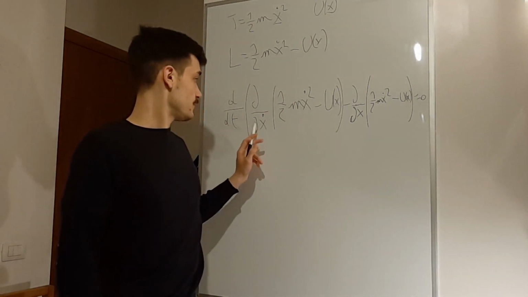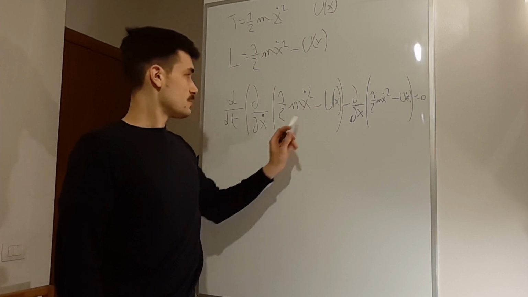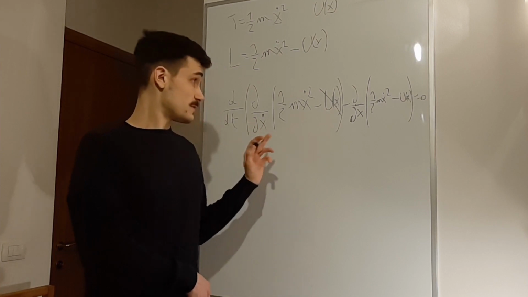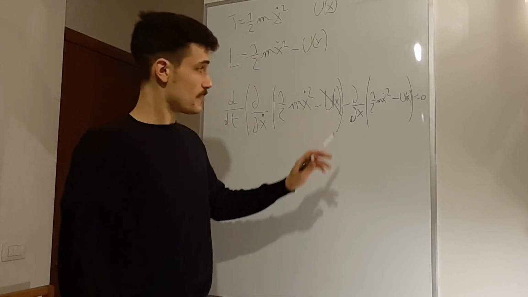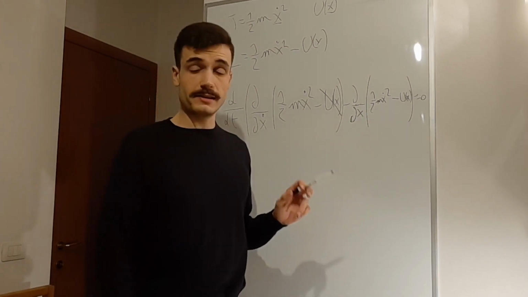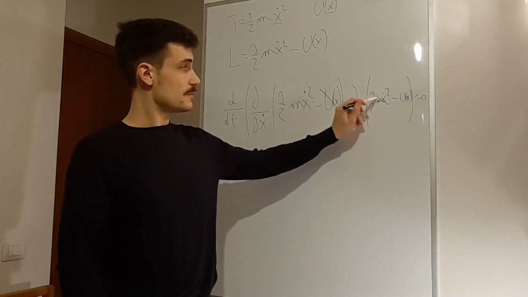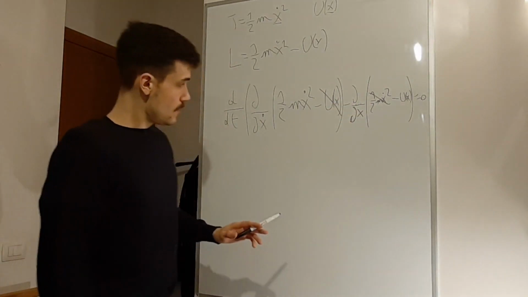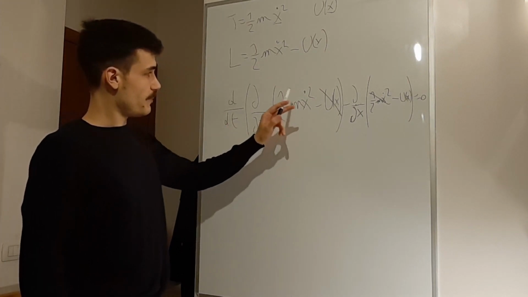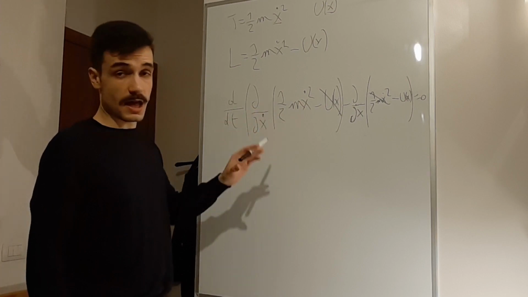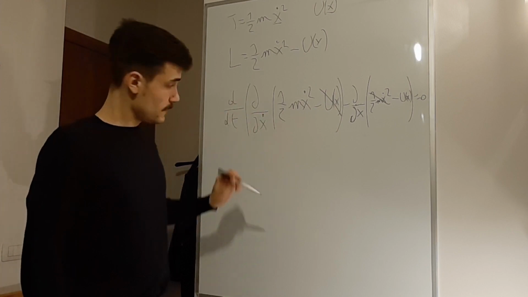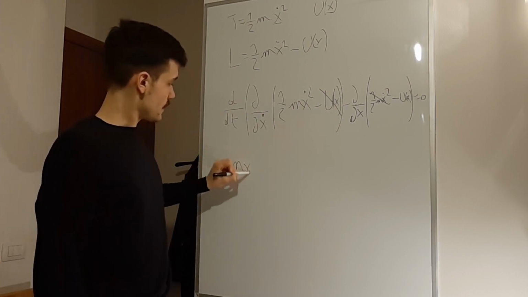So this derivative is with respect to x dot. The potential energy doesn't depend on the velocities, so this derivative will be for sure 0. This derivative is with respect to the position x, and as the kinetic energy doesn't depend on positions, this will be for sure 0. On the other hand, the derivative with respect to velocity of 1/2 m x dot squared is m x dot. Then the time derivative of m x dot is m x double dot.